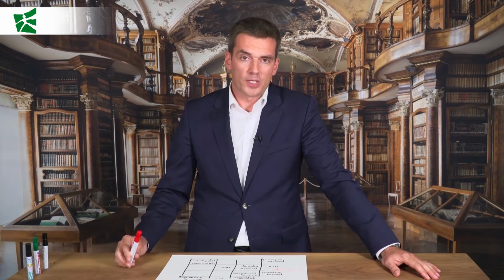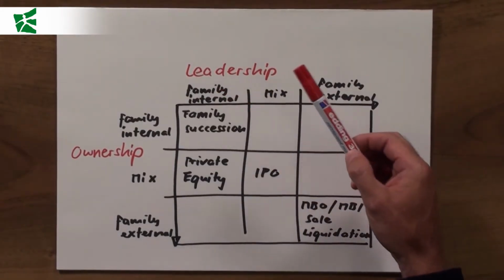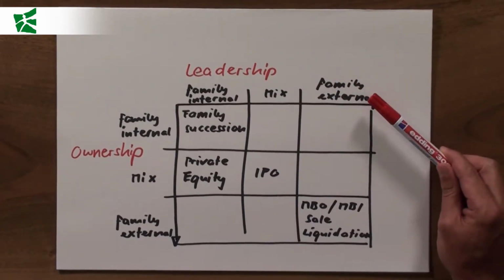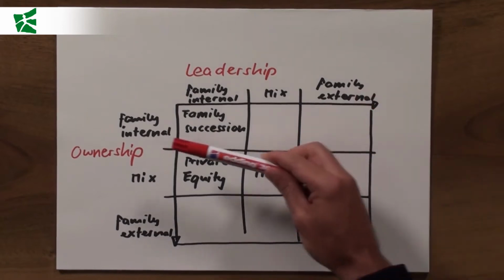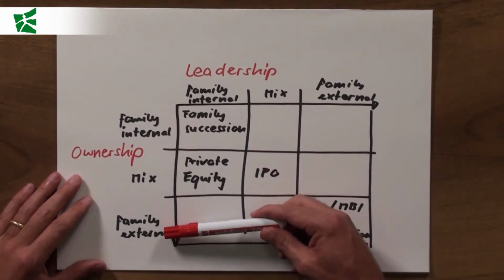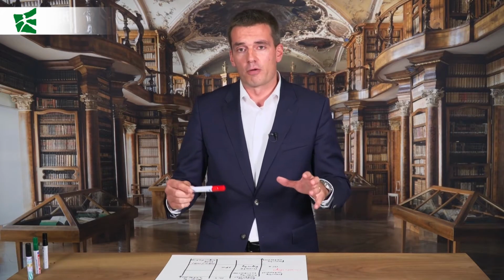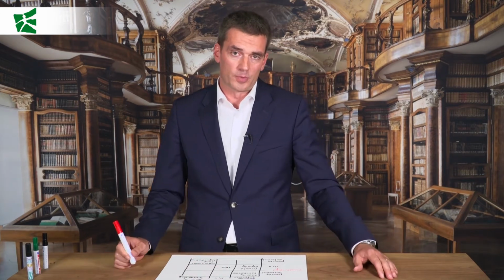We can distinguish between family internal transfer of leadership or management, as opposed to family external transfer of the leadership. And the same is true for ownership. So we can think of ownership being passed on within the family or outside the family. And we also can think of various combinations of family internal and external leadership and ownership succession.